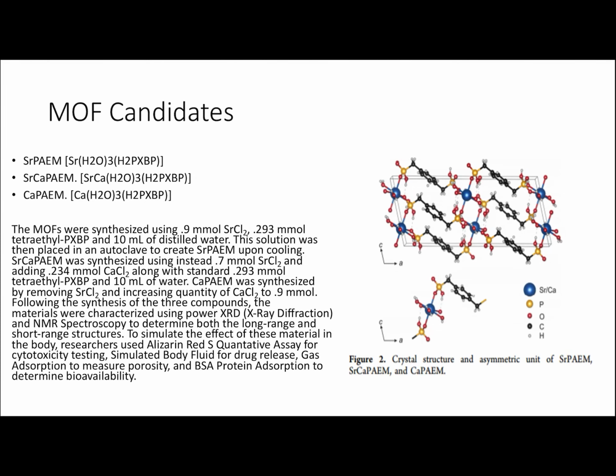In this study, there were 3 candidates that were synthesized and analyzed. This is the SrPAEM, which is strontium water H2PXBP, the strontium calcium PAEM, which is a similar compound containing calcium in addition to strontium water, and the hydrogen PXBP. Also, there is calcium PAEM, which does not have any strontium ions in it.